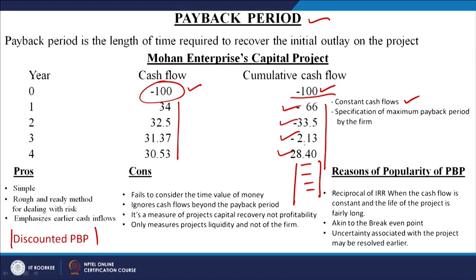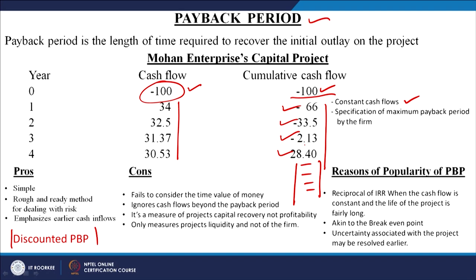That is quite possible, because an NPV is basically, in a way, you can call it the profitability. Similarly, the benefit cost ratio, the name itself is the profitability index, and in case of the internal rate of return also we talk in terms of profitability. Whereas in this method, we do not talk in terms of profitability, we talk only about the recovery of investment, not about the profitability. So, that is the second major limitation. It is a measure of the project capital recovery, not profitability, right.